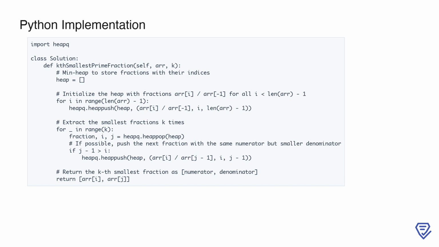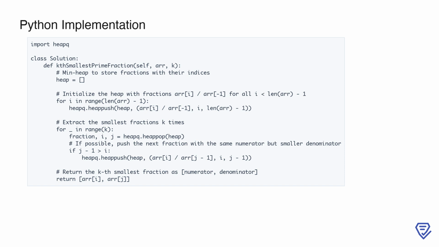3. Heap extraction. The algorithm extracts the smallest fraction from the heap, k times. The heap structure ensures that we always access the smallest fraction efficiently. 4. Fraction update. After popping the smallest fraction, arr[i]/arr[j], if the denominator index can be reduced, i.e. j greater than i plus 1, the next fraction, arr[i]/arr[j-1], is pushed into the heap. This ensures we explore fractions in sorted order. 5. Result construction. After k extractions, the required kth smallest fraction is found. The function returns the fraction as numerator, denominator.